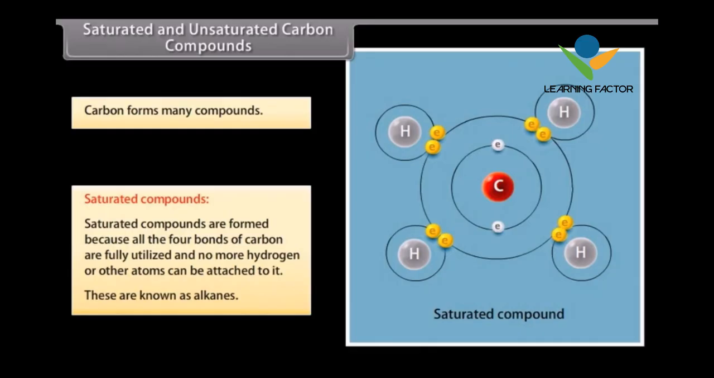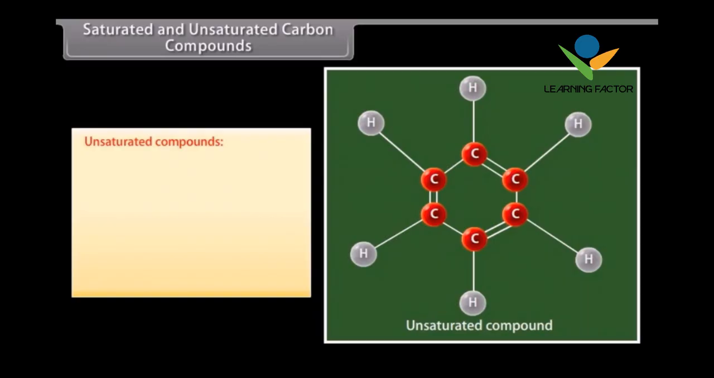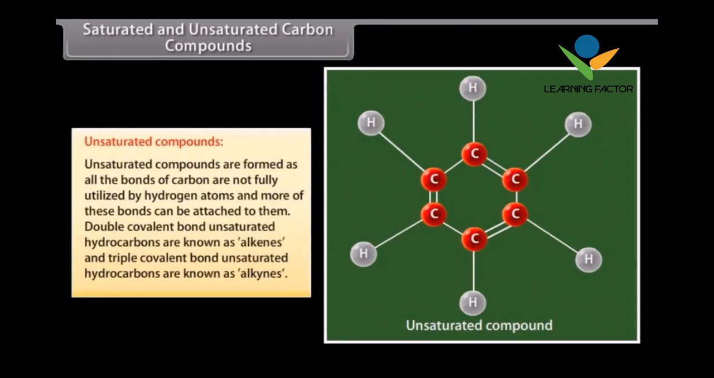These are known as alkanes. Unsaturated compounds. Compounds of carbon and hydrogen that contain double or triple covalent bonds between the carbon atoms are called unsaturated hydrocarbons. These are formed as all the bonds of carbon are not fully utilized by hydrogen atoms, and more hydrogen atoms can be attached to them. Double covalent bond unsaturated hydrocarbons are known as alkenes, and triple covalent bond unsaturated hydrocarbons are known as alkynes.